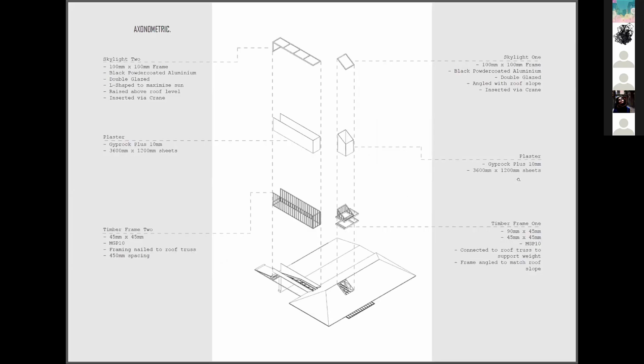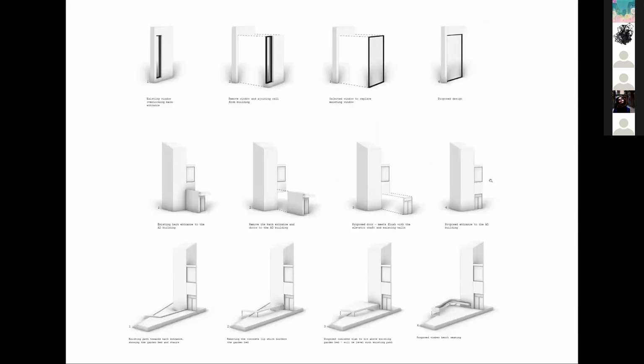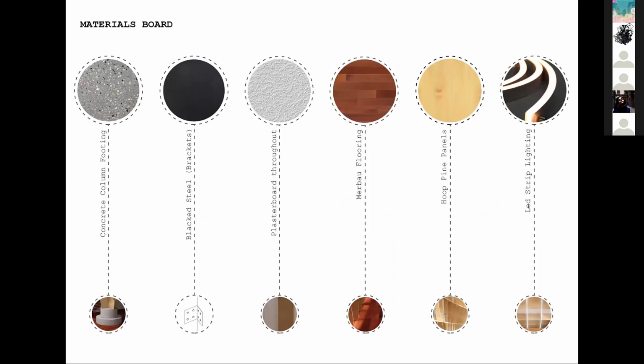The axonometric diagram will also give you an understanding of how the skylights will be erected and placed into the existing building. Throughout our concept generation, we found extra parts that needed renovating to accompany our design, and these include the level 1 window, the rear entrance, and the garden bed in the rear courtyard. This here shows the materials in which we are intending to use within our AD building renovation.